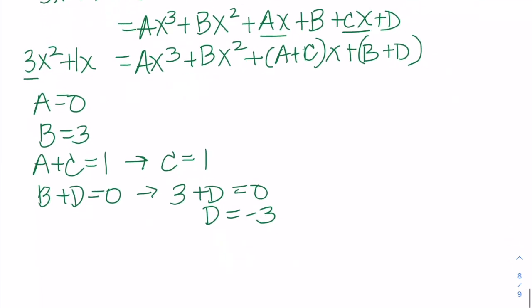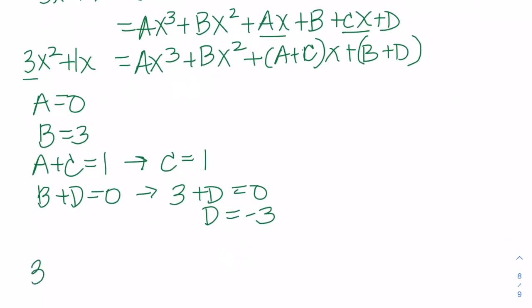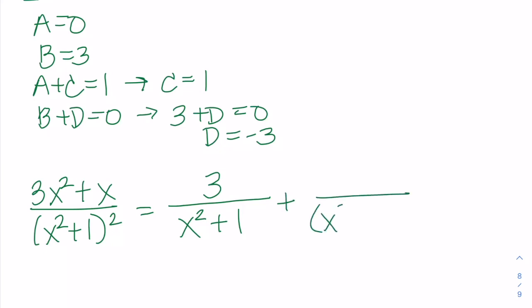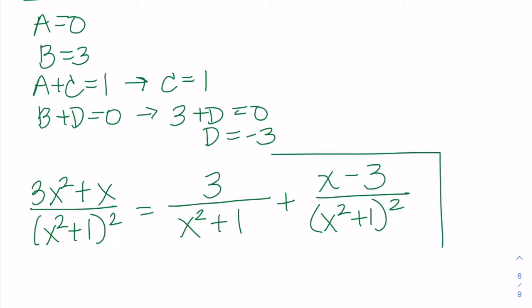So for this one, I'm going to rewrite it here. This is 3x squared plus x over x squared plus 1 quantity squared. Our first fraction will not have an x because a was 0, so it'll just be 3 over x squared plus 1. And then the second fraction was over x squared plus 1 quantity squared. The c is 1, so I'll just put x, because 1 times x is just x. And our d was -3.